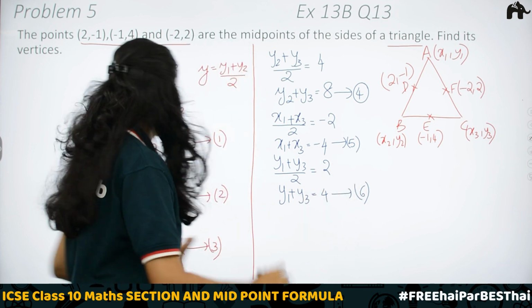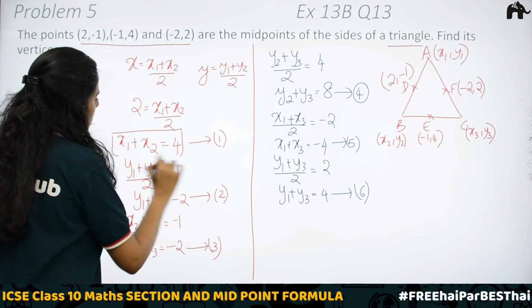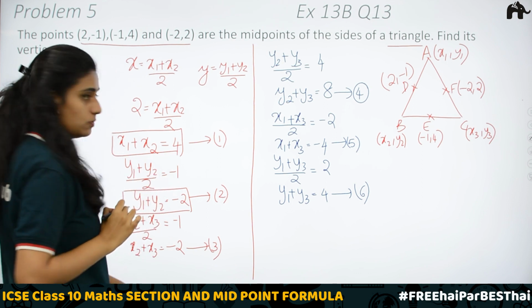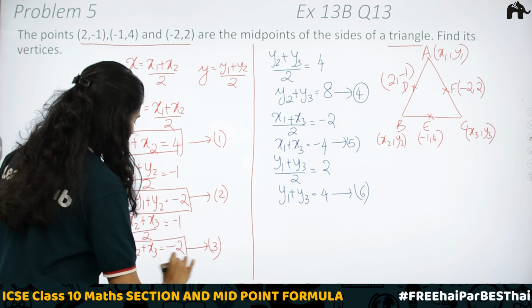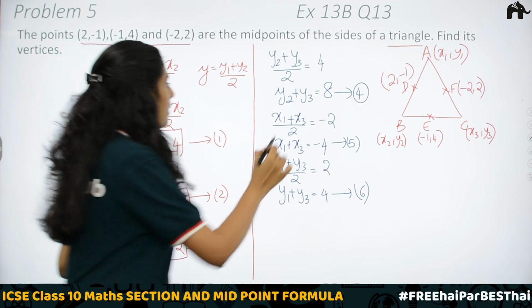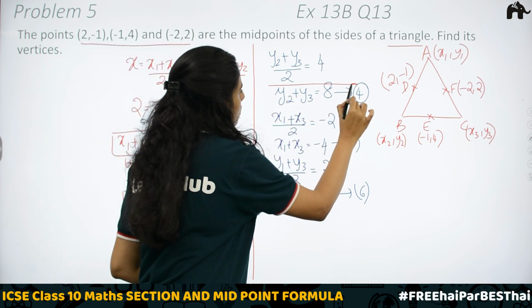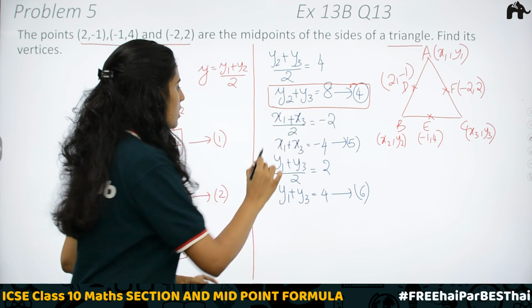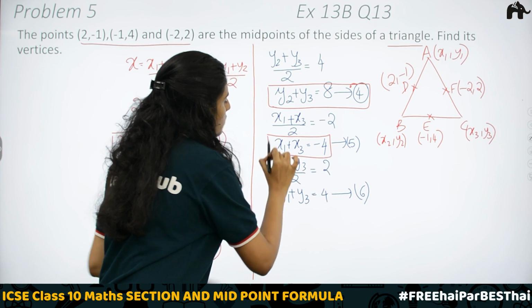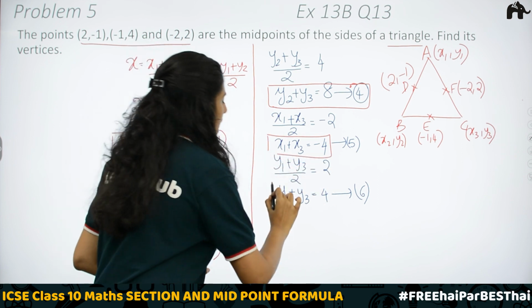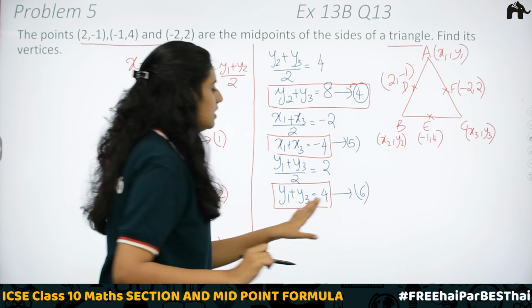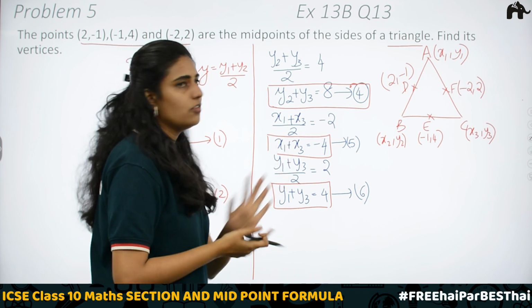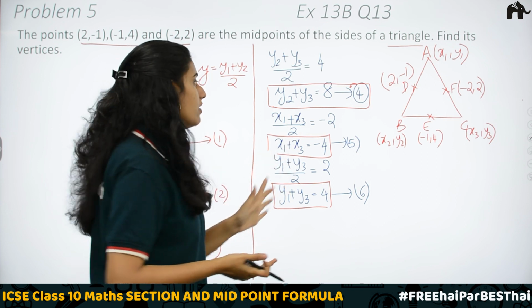Now we got 6 equations. This is our first equation: x1 plus x2 is equal to 4. Second, y1 plus y2 is equal to minus 2. Third, x2 plus x3 is equal to minus 2. Fourth, y2 plus y3 is equal to 8. Fifth, x1 plus x3 is equal to minus 4. And the sixth one, y1 plus y3 is equal to 4. Using these equations, do you think we can find the values of all x1, x2, x3, y1, y2, y3?